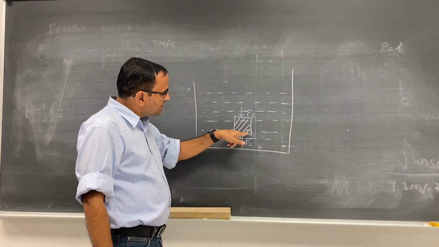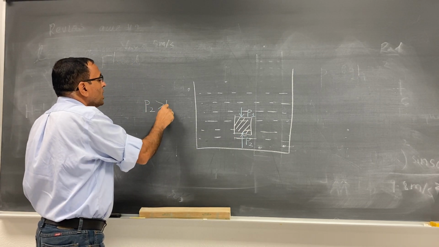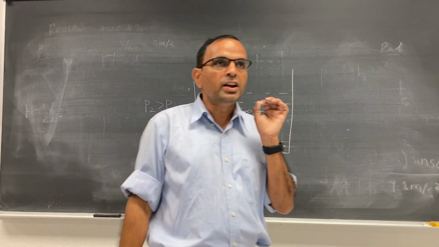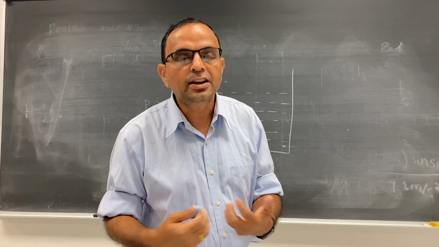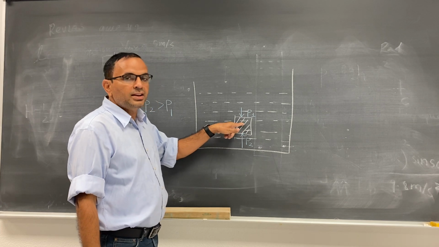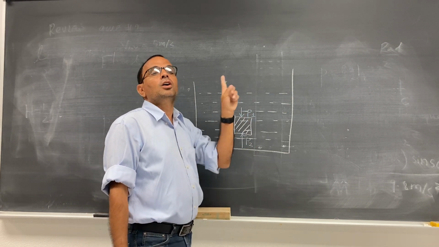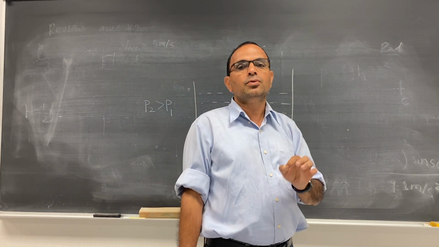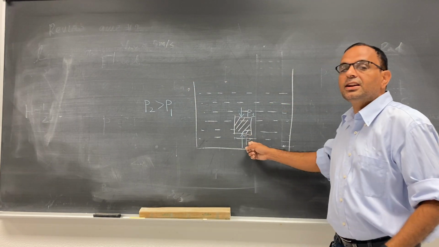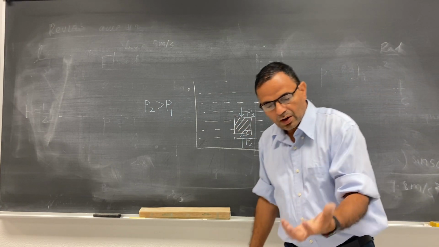P2 is the pressure against the bottom of the object. P2 is greater than P1, because the reason for buoyant force is pressure difference. If there is no pressure difference, no buoyant force. But here the pressure against the bottom of this object is greater than the pressure against the top of this object. That's why the buoyant force is in the upward direction.